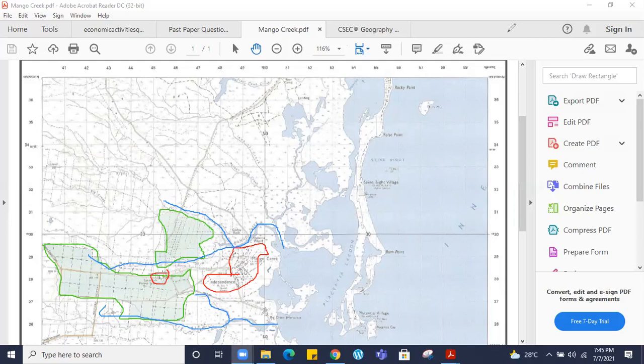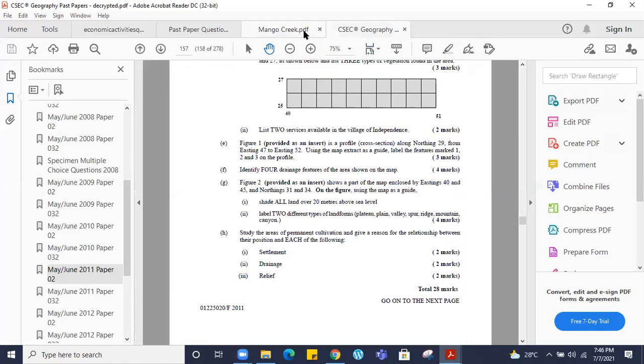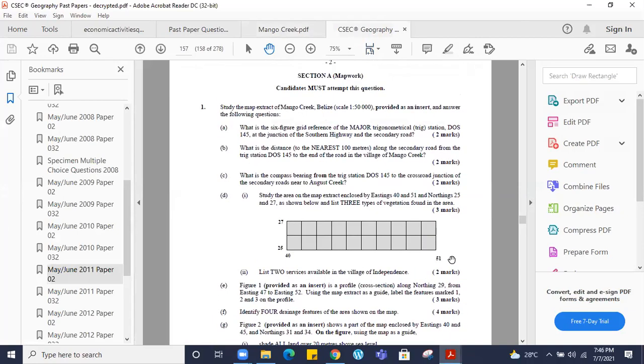that's cool. Next map, let's move to the next map and then I will run through the simple things like grid reference and distance and compass direction.